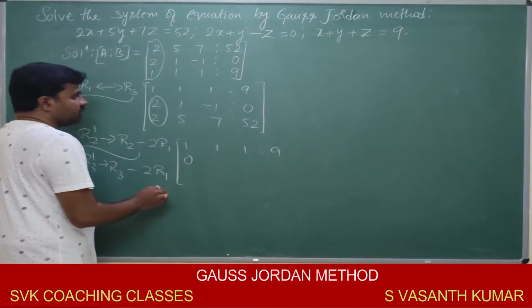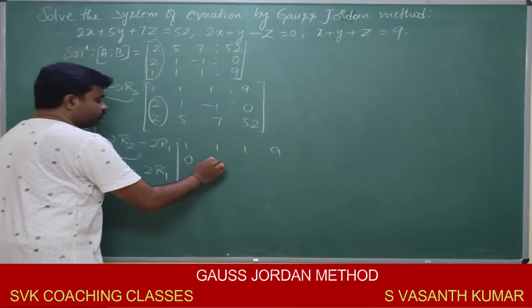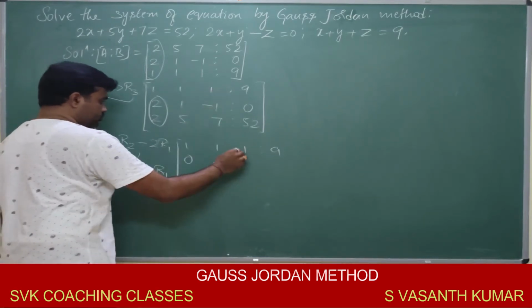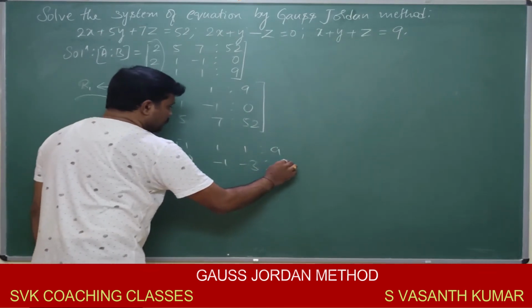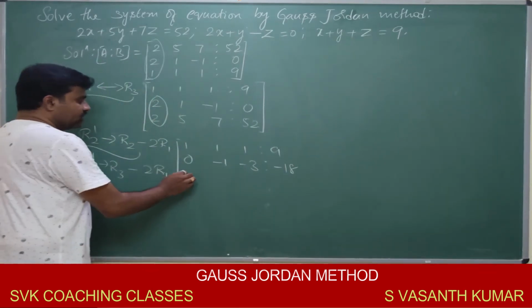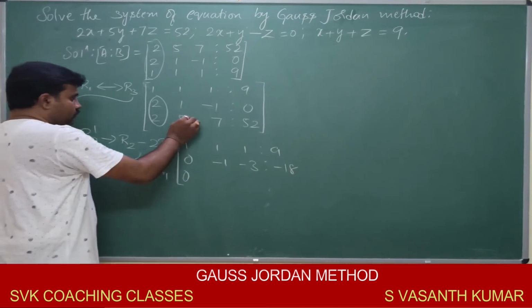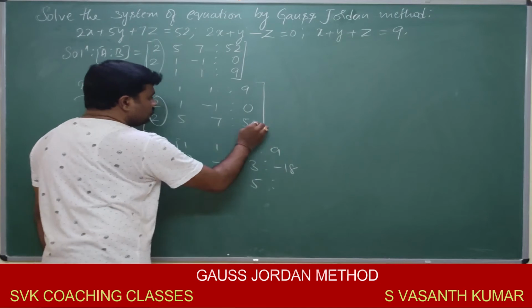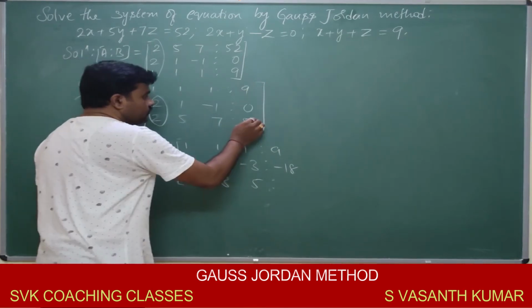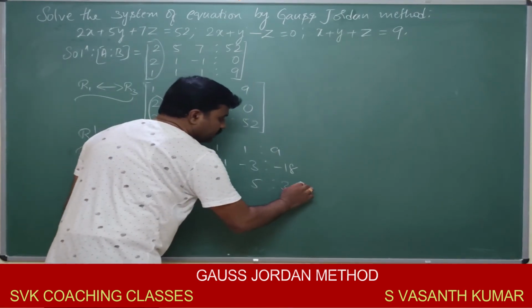So 2 minus 2 becomes 0. 1 minus 2 is minus 1. Minus 1 minus 2 is minus 3. 0 minus 18 is minus 18. Then 0, 2 minus 2 is 0. 5 minus 2 is 3. 7 minus 2 is 5. 52 minus 18 is 34.